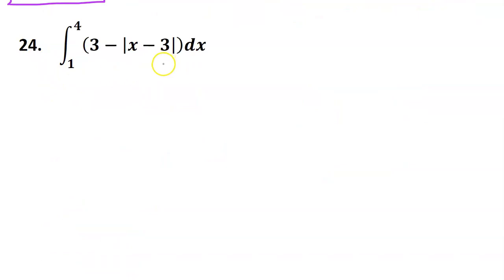Ooh, number 24 involves absolute value. At this stage in the game, I would recommend that we approach absolute value problems graphically. So we know what the parent function for absolute value looks like. It forms like this V shape. So just keep that in the back of your mind. But before we get started, I'd like to rewrite this a little bit.